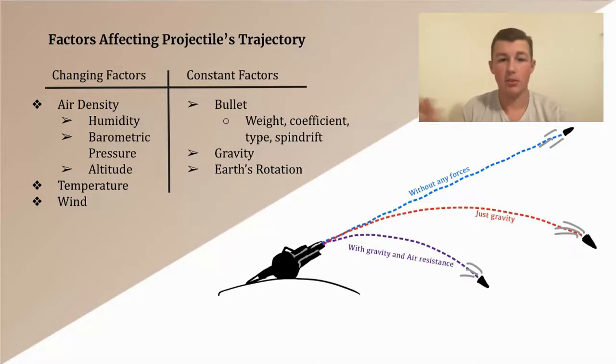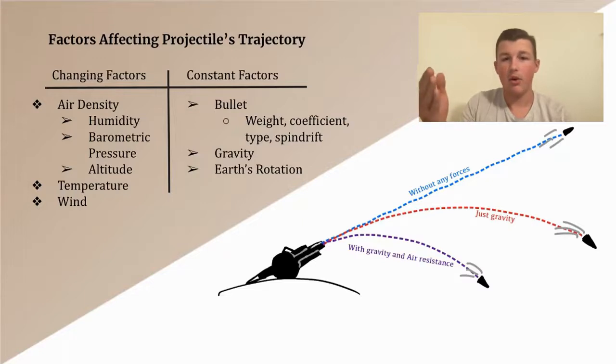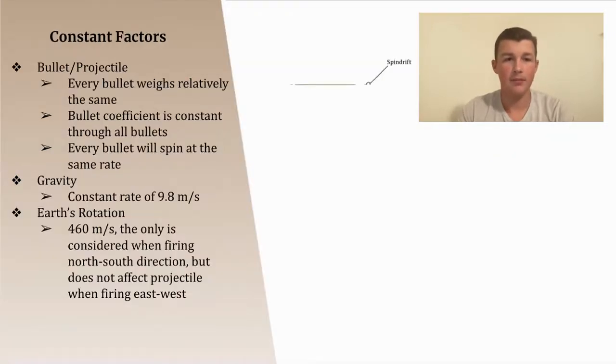Constant factors are the projectile or the bullet, so the weight of the bullet stays the same throughout all the ammunition, the coefficient, the type of bullet, and the spin drift, and I'll talk about all those later, as well as gravity, which always stays the same, and the Earth's rotation, which stays the same. And then the changing factors, we have air density, with humidity, barometric pressure, and altitude under those points, which all affect the air density, and then the temperature and the wind, which are all affected by the location and the climate of the area.